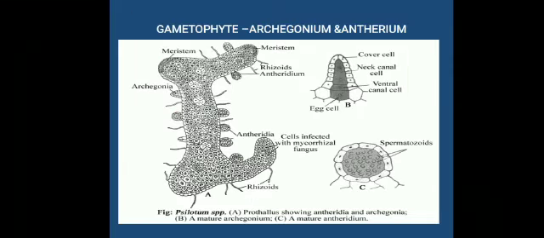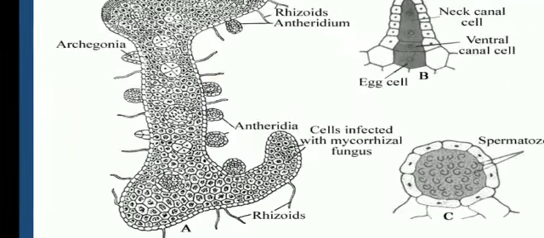You can see here, very small. About 18 millimeter long, brown in color, subterranean, and saprophytic in nature. The mature gametophyte is dichotomously or irregularly branched, and it is covered with dense brown hair-like rhizoids, and it is filled with mycorrhizal fungus. You can see here the structure of the gametophyte.